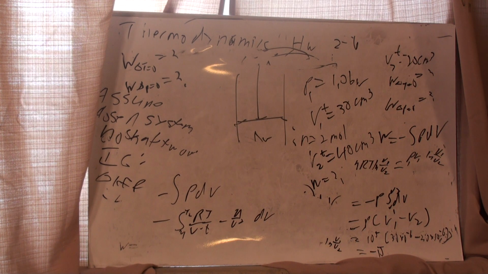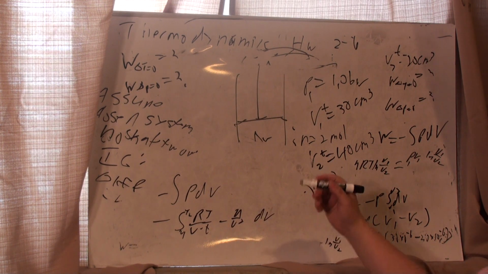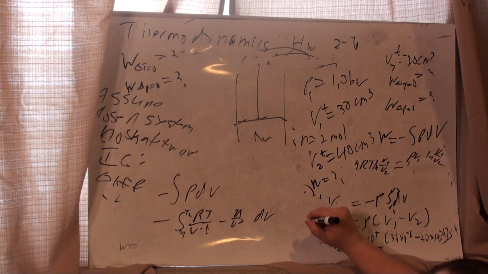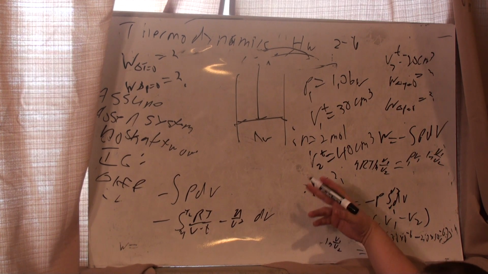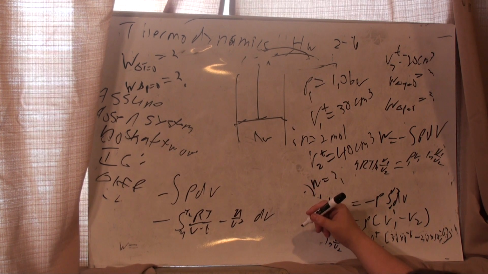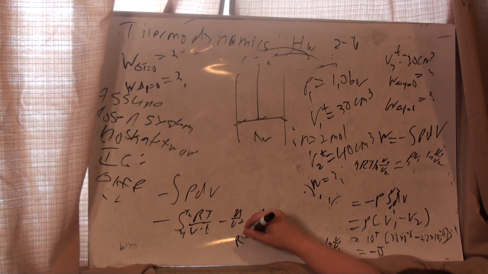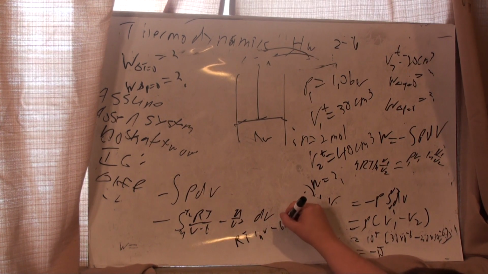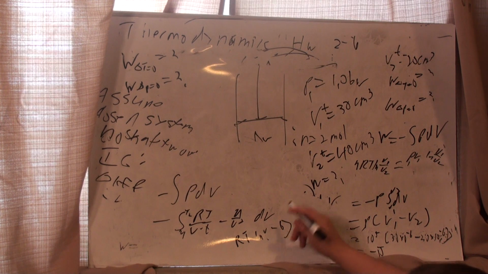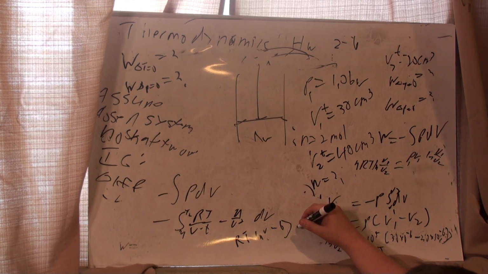If I integrate just that part, this is separable. Actually, technically I can integrate this analytically. It's not actually needed, because this one is RT natural log of V minus B, technically, and then this one is plus A over V.